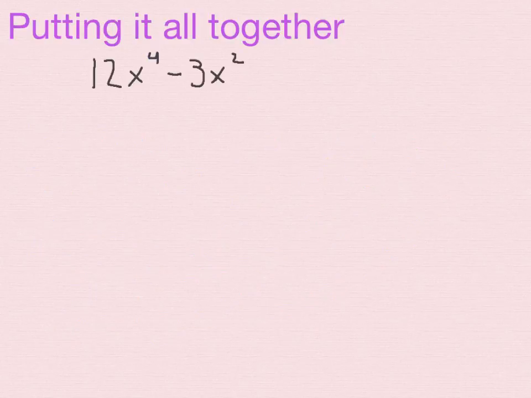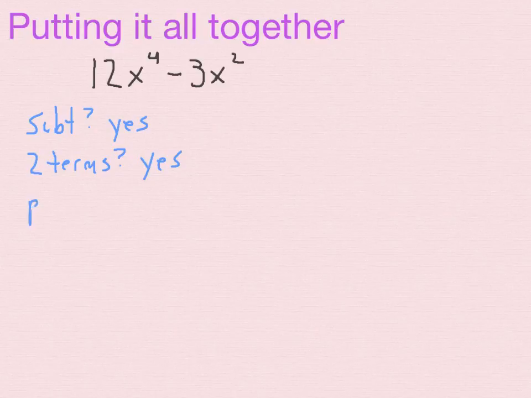Let's put it all together with what we already know. We already talked about GCF in a previous lesson. So now I'm going to look at this one. As I look here, I do see a subtraction. I see two terms, but for my perfect squares, the square root of 12 is a decimal, so we don't have the perfect squares.